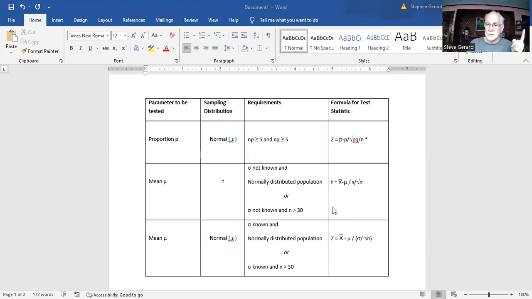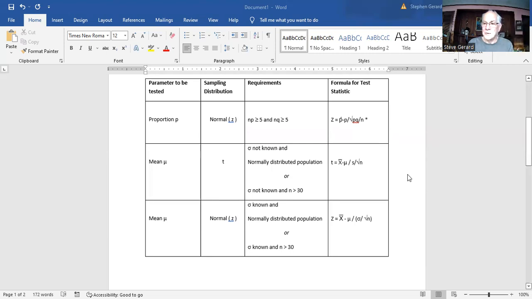Do I have a proportion or do I have an average? If it's a proportion, there's only one test for that. If it's an average, then the question is, do I know sigma or do I not know sigma? If I know sigma, then I'm going to use a Z test. If I don't know sigma, then I'm going to use a T test. That's the simple stuff we're going to be working with. It's really that simple making the choice.